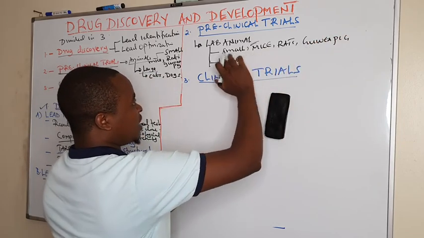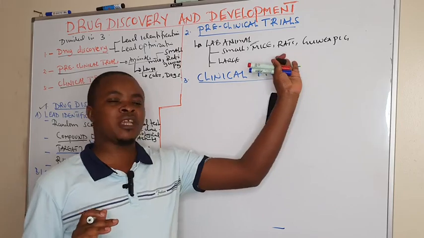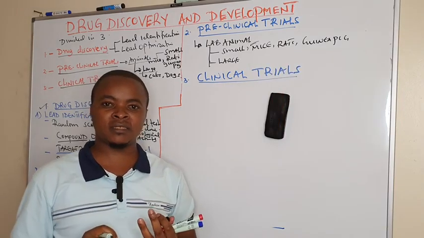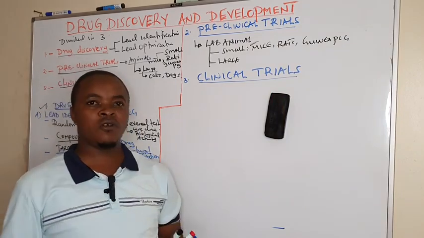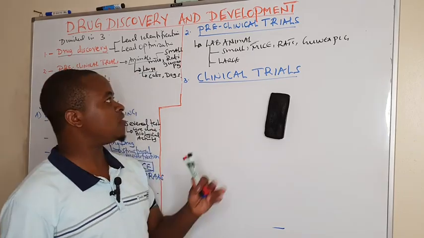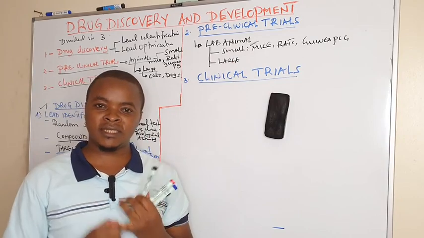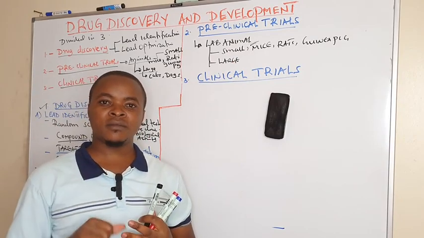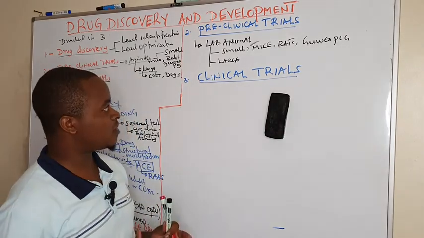Then after the candidate drug has passed these tests, here we are looking at the general pharmacokinetics of the drug candidate. We are looking at the toxicity. We are looking at the therapeutic index of the drug. And even we are going to test the teratogenicity, the mutagenicity, and the carcinogenicity of that drug.